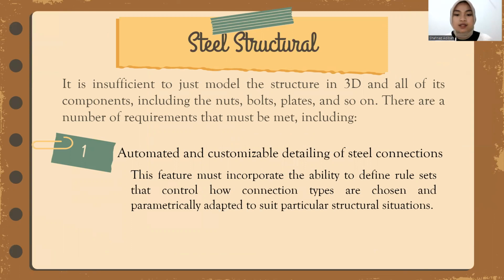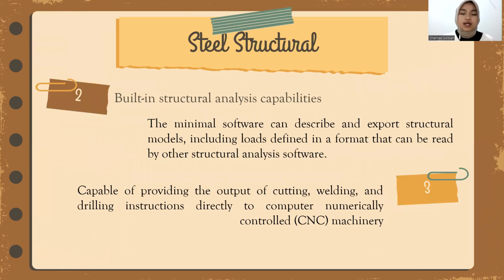Automated and customizable detailing of steel connection. This feature must incorporate the ability to define rule sets that control how connection types are chosen and parametrically adapted to particular structural situation. 2. Built-in structural analysis capabilities. The minimal software can describe and export structural models, including loads defined in a format that can be read by other structural analysis software. 3. Capable of providing the output of cutting, welding, and drilling instruction directly to computer numerically controlled or CNC machinery.